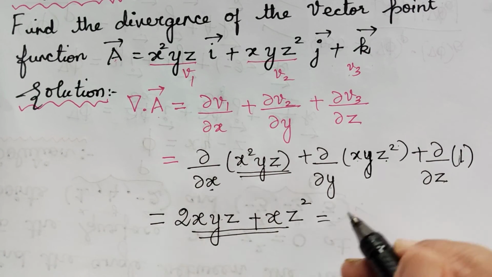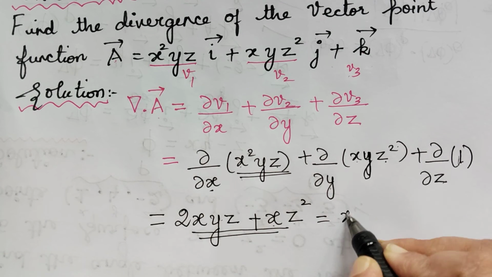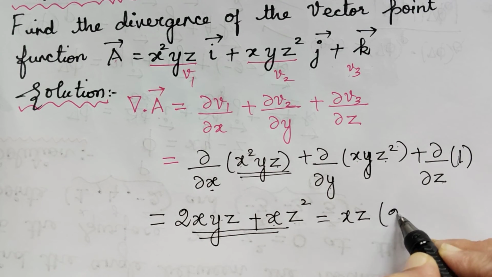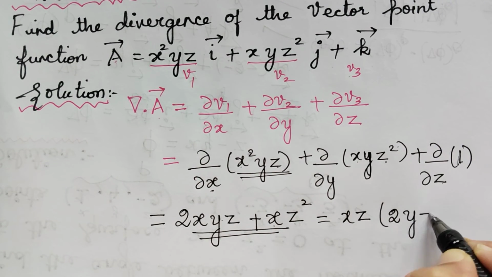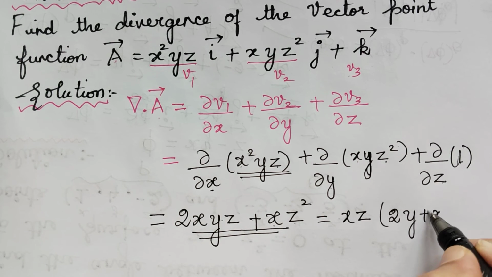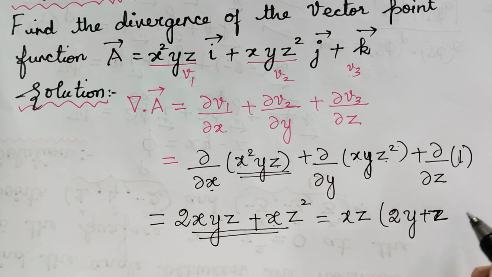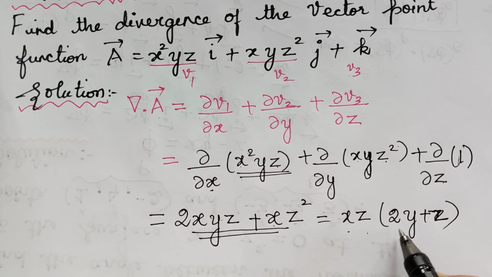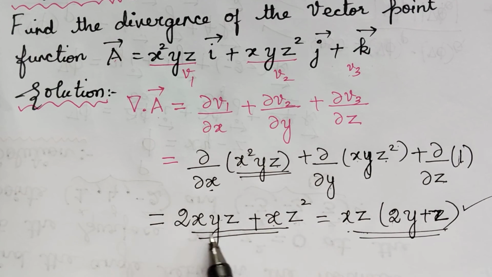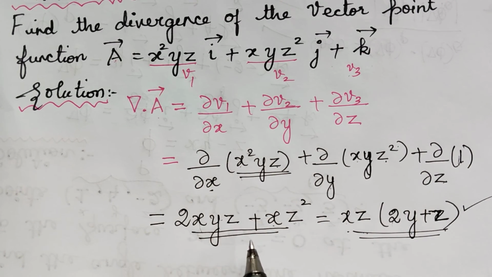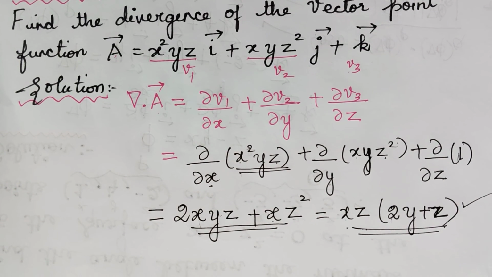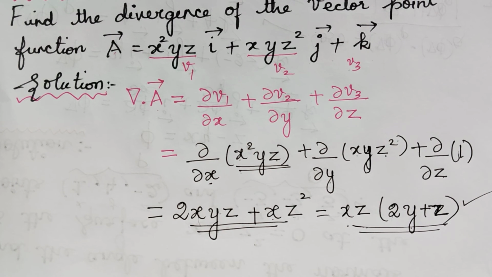Either you can leave it as it is, or xz is common in both the terms, so you can take it out. Then 2y plus z alone remains, because x and z have been taken out. So xz multiplied with 2y plus z is the solution. Either you can write this solution or leave it as it was. Both are correct. I hope you have understood the concept of divergence.